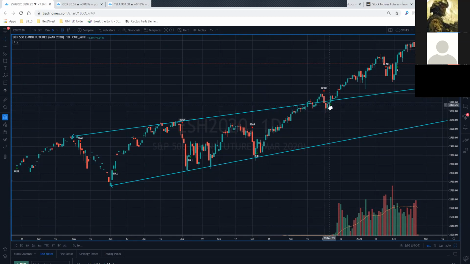And then eventually it passed the resistance point and kept going higher.